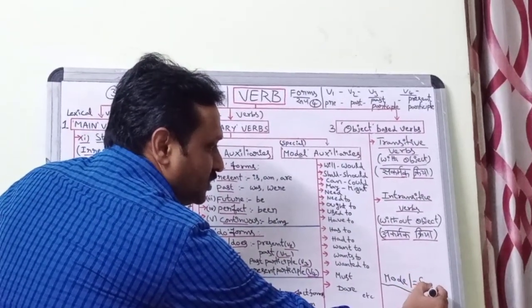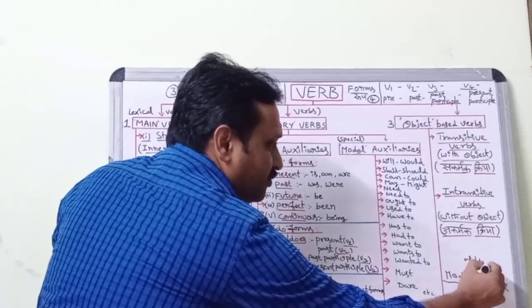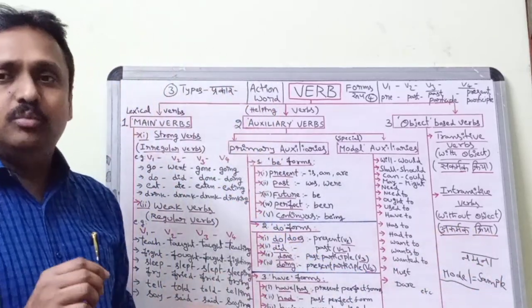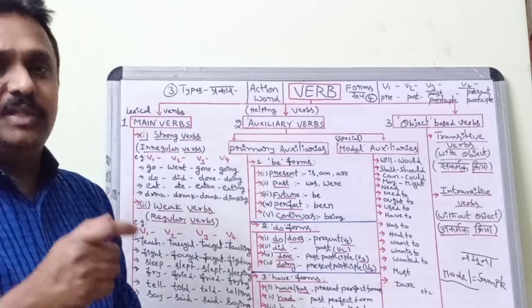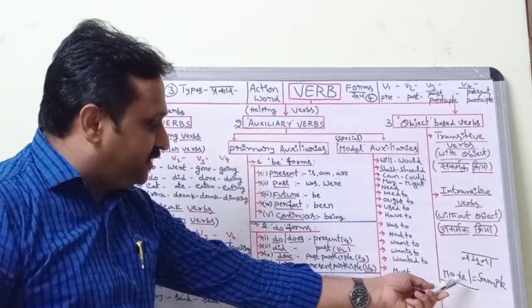Sample. The meaning of model is sample. Namuna. In Telugu or Hindi also we can say Namuna. Model question paper. In Telugu we say Namuna Prashna Patramu, or Namuna Prashna Patra. In Hindi also we can say. So model means sample.